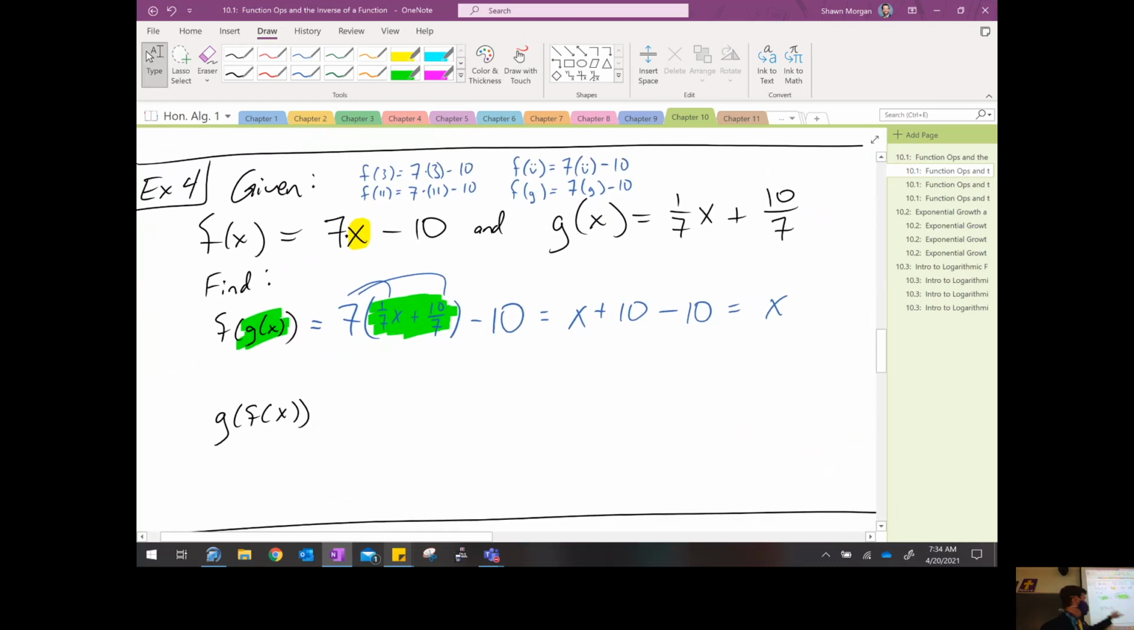All right. Why don't you guys find for me g of f now? You've done one already, did a good job on it. Now I want you to find g of f. We'll do g of f in red. And again, this is where we are taking the f function and putting it inside of the g function. So we're going to take 7x minus 10, and that's going to be our input for g of x.